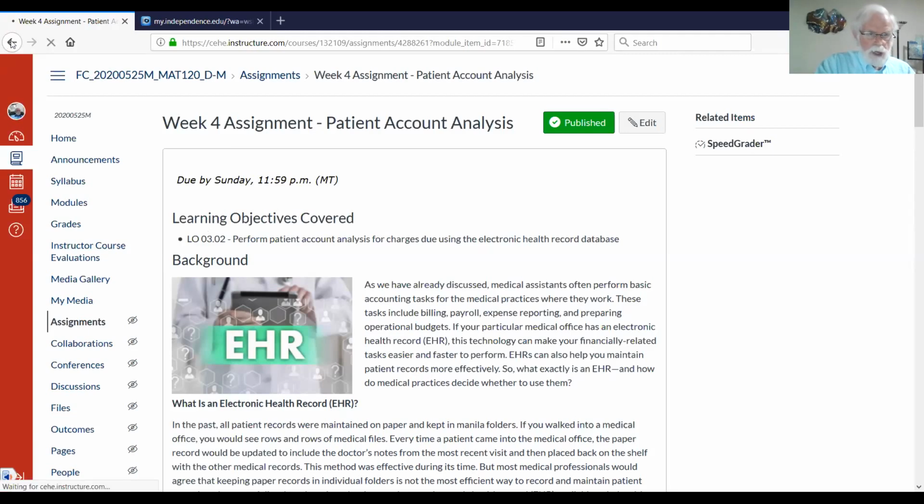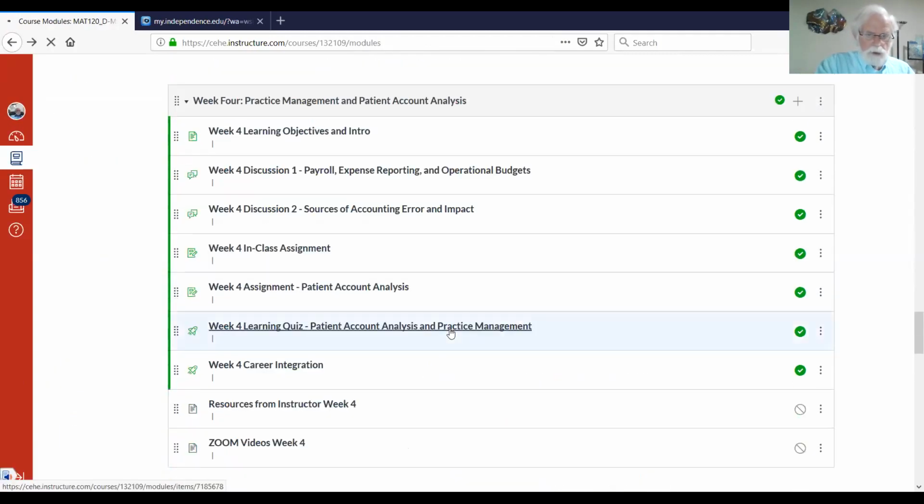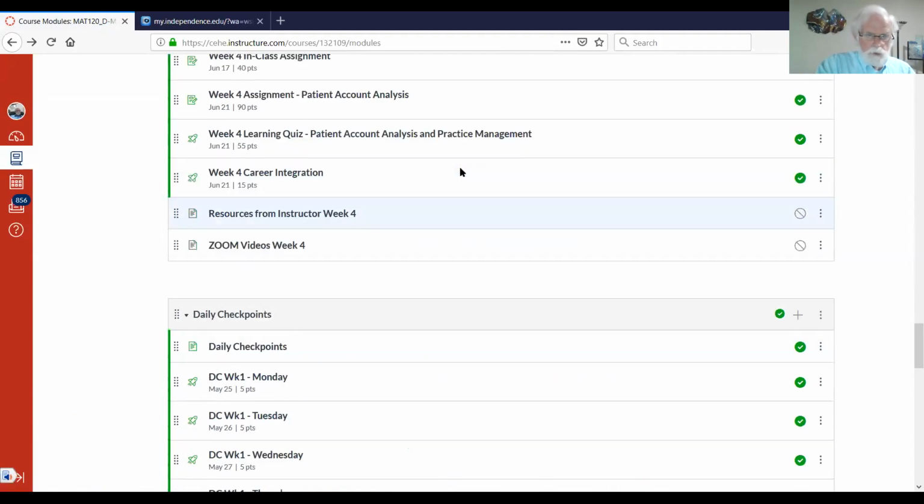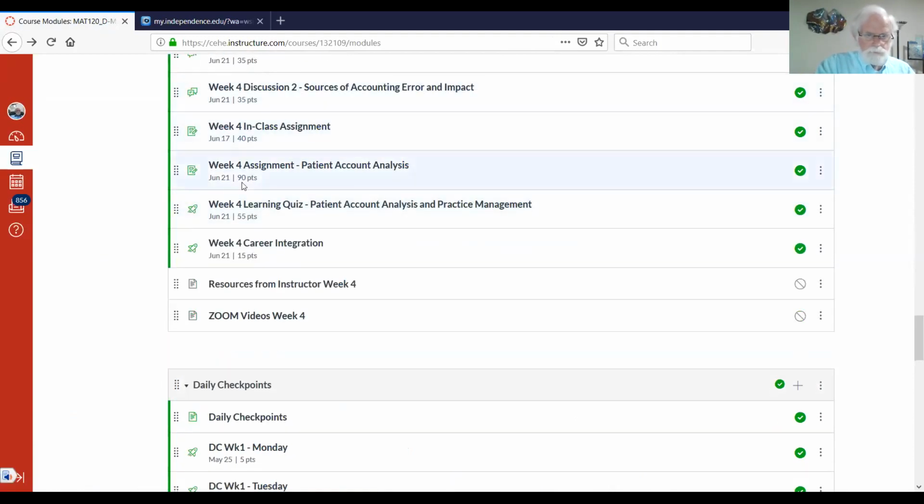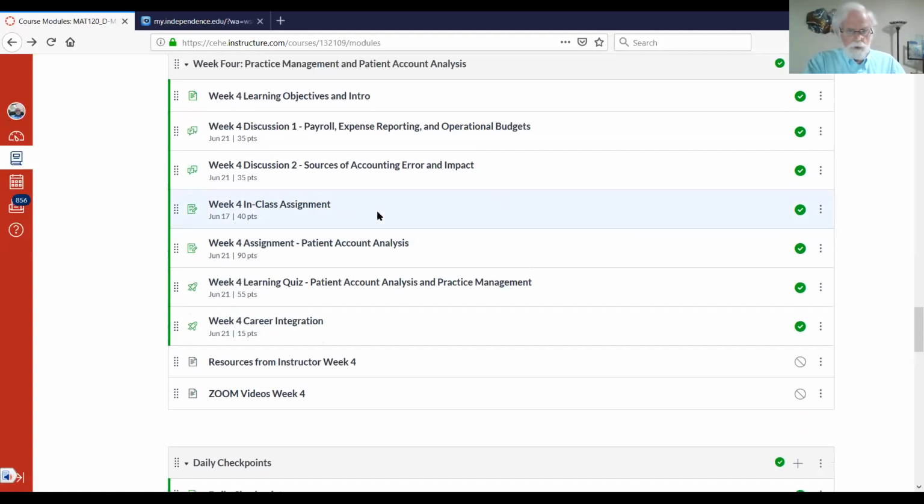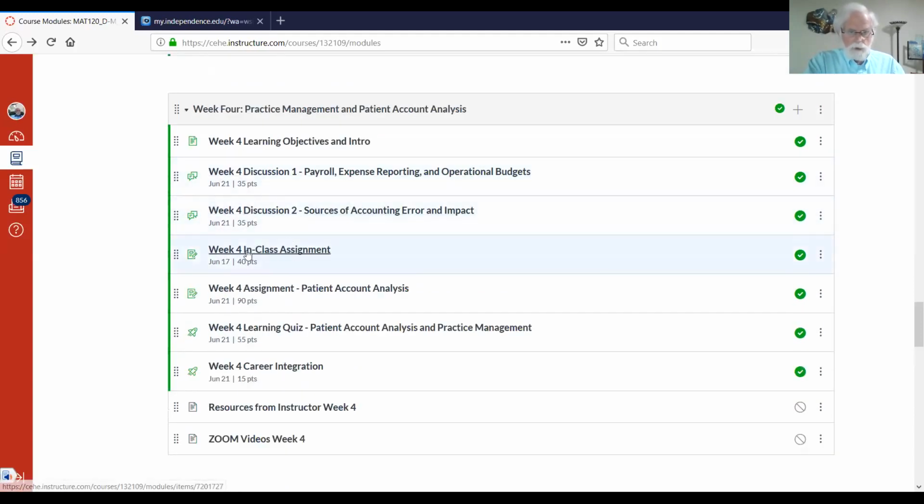So let's go back. The assessment this week. You have this learning quiz. I think that in almost all cases, you're going to have to write an answer. So I will have to grade this assessment. And then you have the usual career integration quiz at the end. So that's really what's up for this week besides the two discussions.